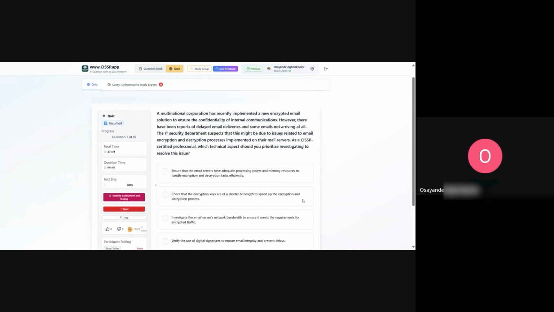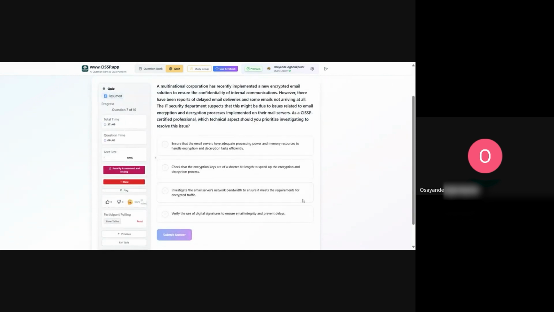Okay, thank you. A multinational corporation has recently implemented a new encrypted email solution to ensure the confidentiality of internal communications. However, there have been reports of delayed email deliveries and some emails not arriving at all. The IT security department suspects that this might be due to issues related to email encryption and decryption processes implemented on their mail servers. As a CISSP certified professional, which technical aspect should you prioritize investigating to resolve this issue?